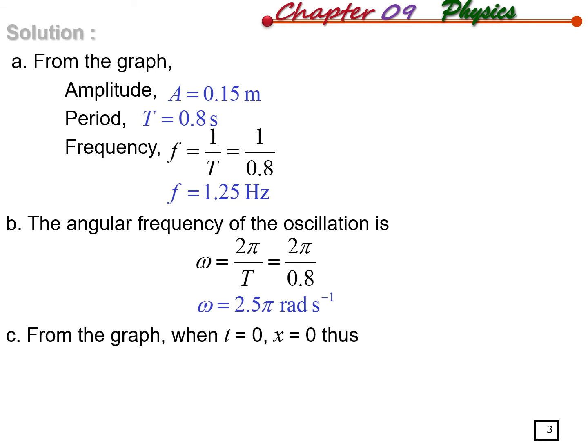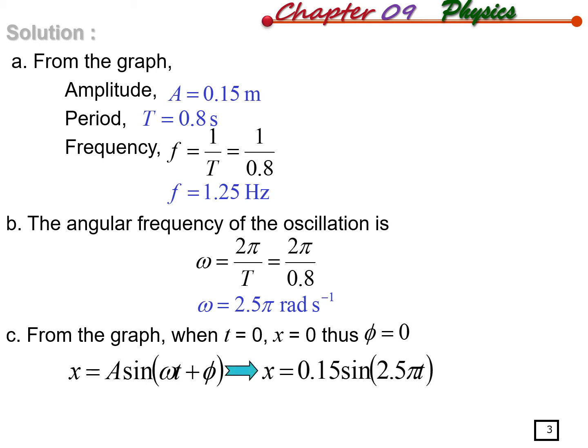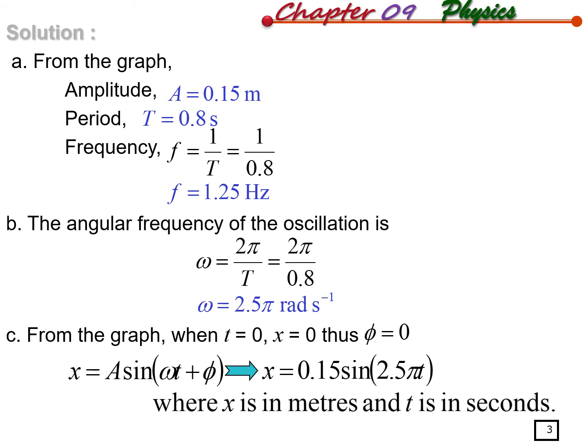From the graph, when t is equal to 0, x is equal to 0, therefore we don't have any initial phase. So 0 initial phase, that means from the general equation, A sine omega t plus the initial phase 0, we will end up with x equivalent to 0.15 sine 2.5 pi t, where x is in meter and t is in second.